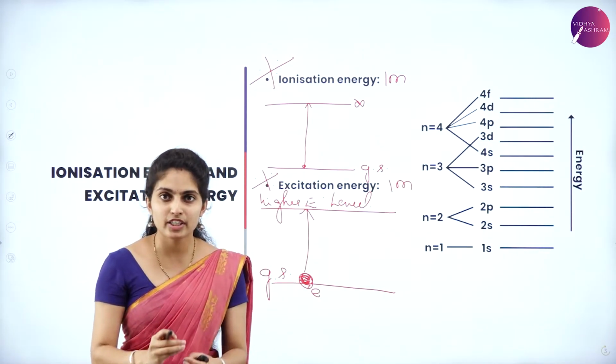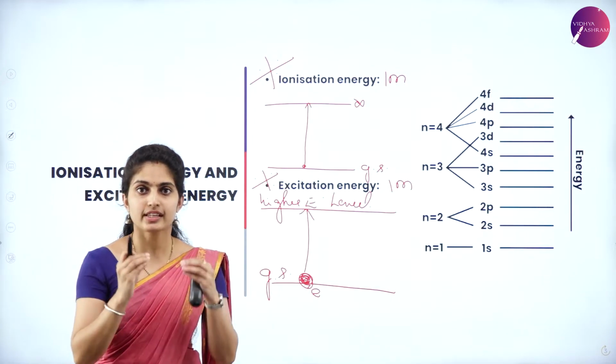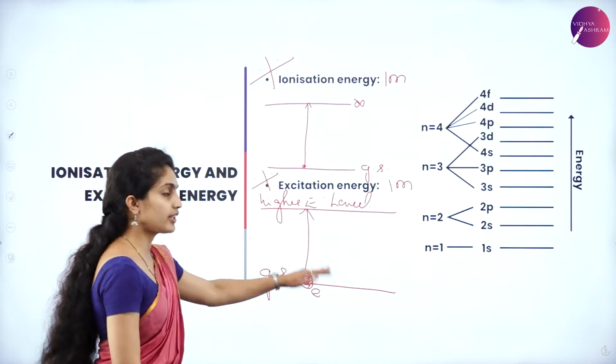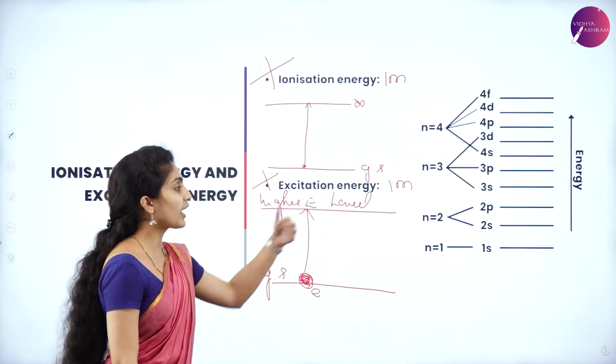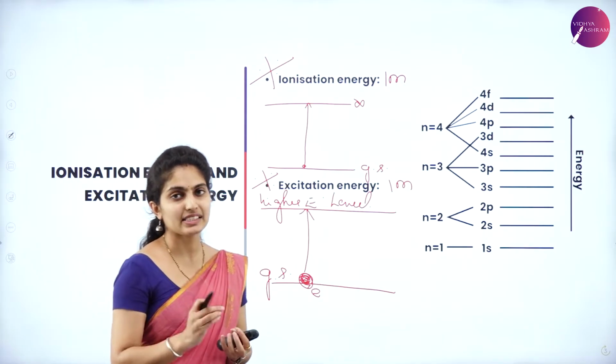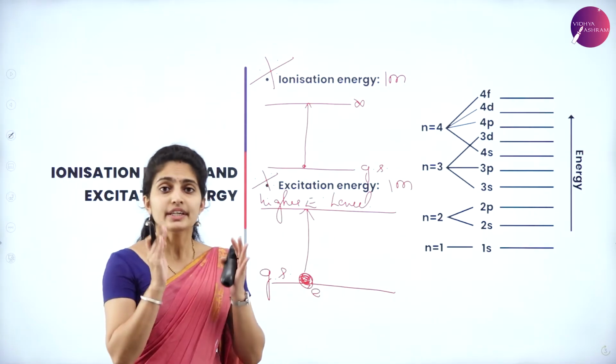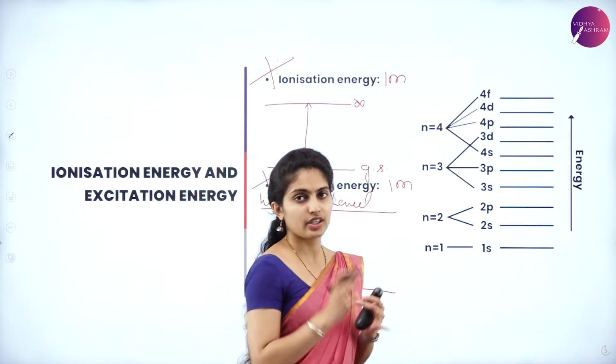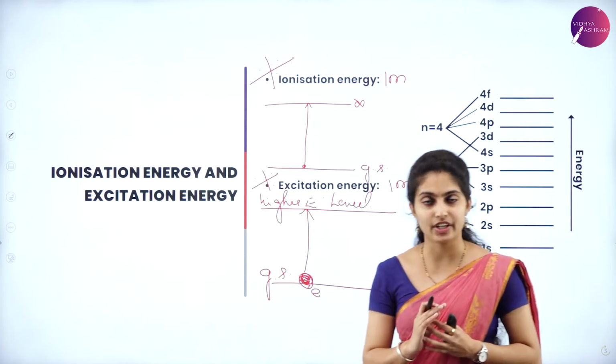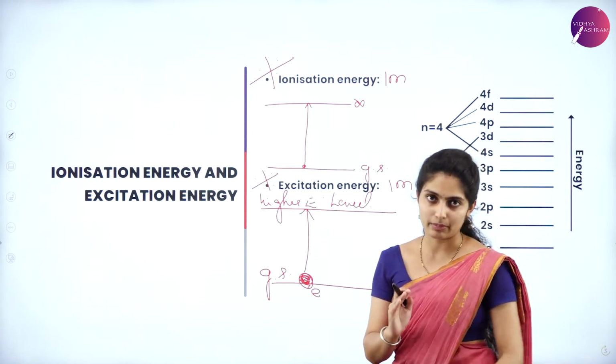So the minimum energy required to raise an electron from its ground state, that is the lower energy level, to a higher energy level is said to be excitation energy. So here ends ionization energy as well as excitation energy, which is just for 1 mark.